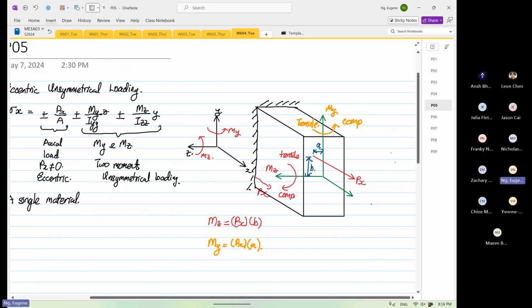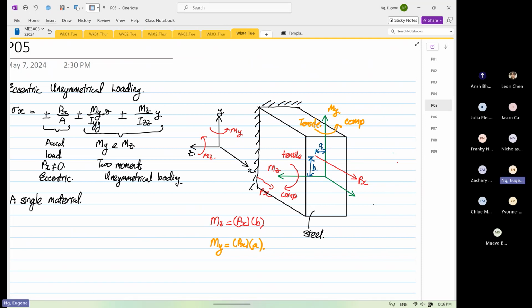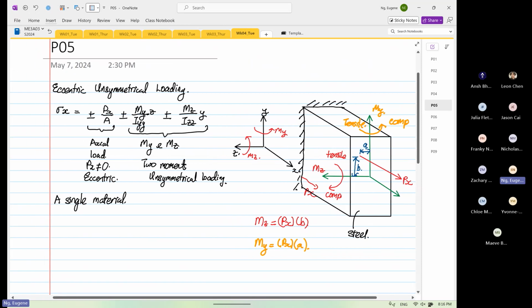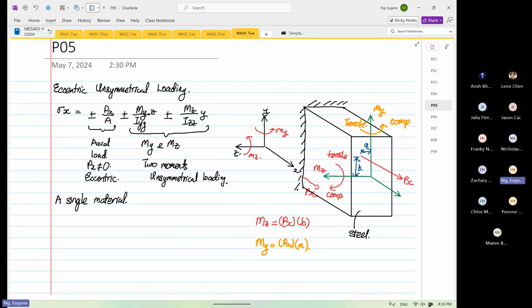When I say a single material, the whole thing, for example, is made of steel. Okay, so now you understand what eccentric unsymmetrical loading looks like. Basically, Px over A is not equal to what? It's not equal to 0. Okay, it's not equal to 0. And I do beg your pardon.